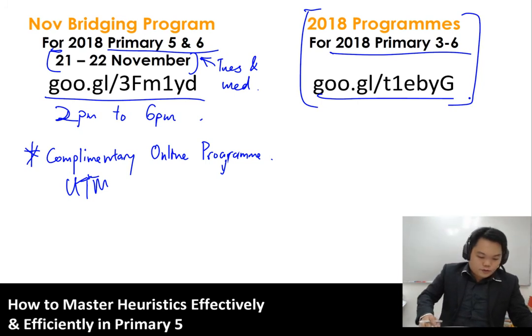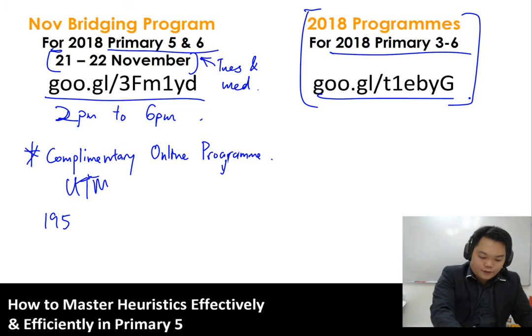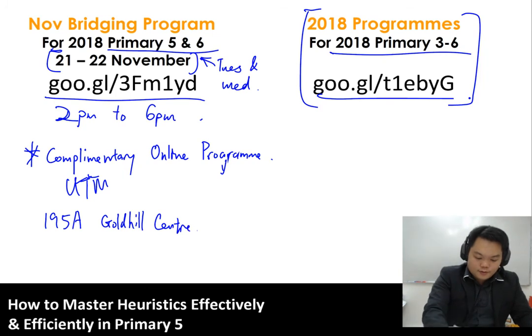The location will be at our office at 195A Gold Hill Center, which is at Thompson Road.